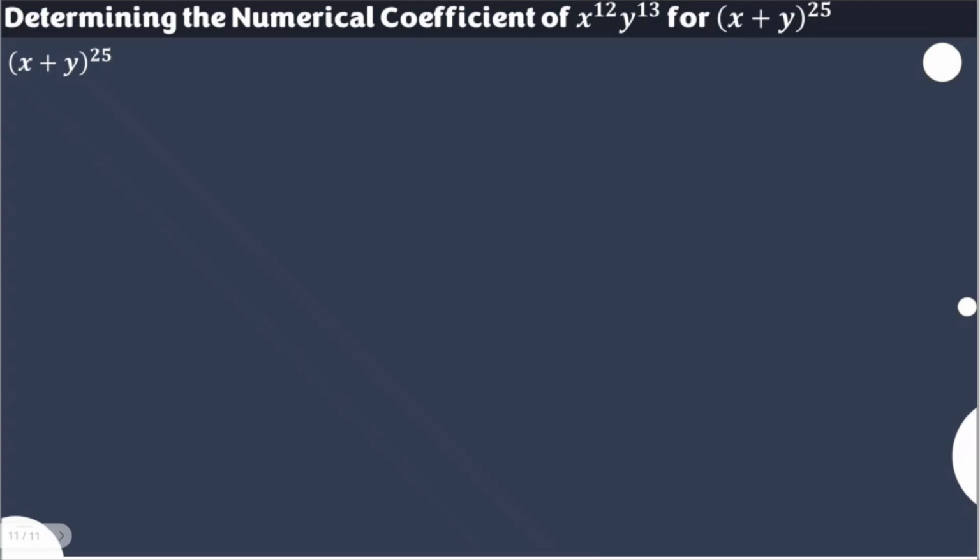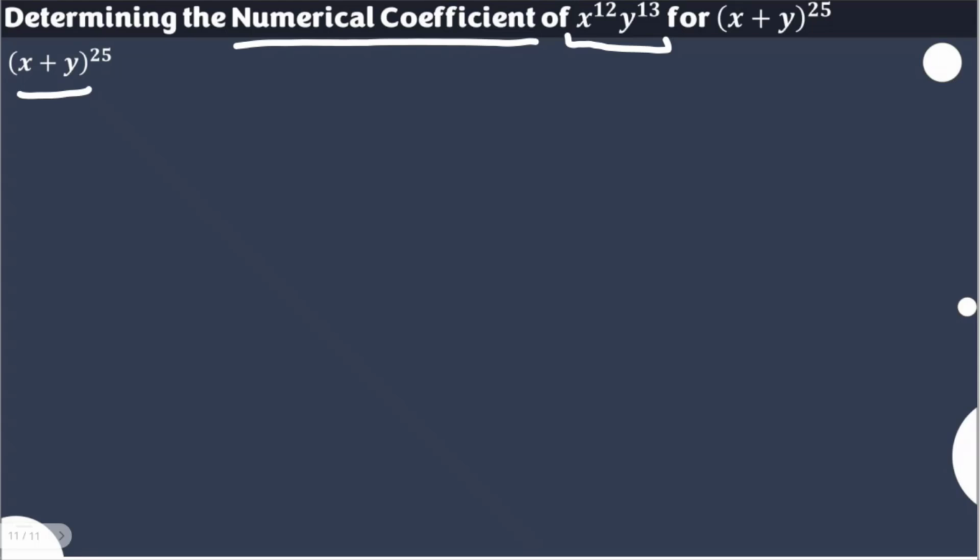After illustrating the expanded form using the binomial theorem for an expansion of any binomial expression, let's try to look into this given. We have here the binomial expression x plus y, and the exponent is 25. But we simply ask about the numerical coefficient of the term having the literal coefficient x to the power of 12, y to the power of 13.